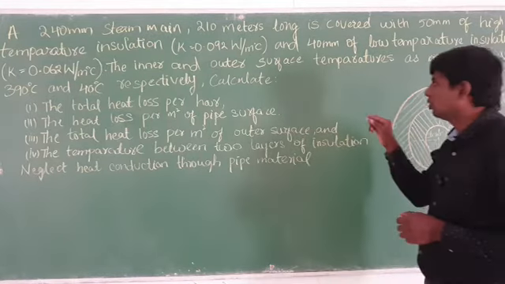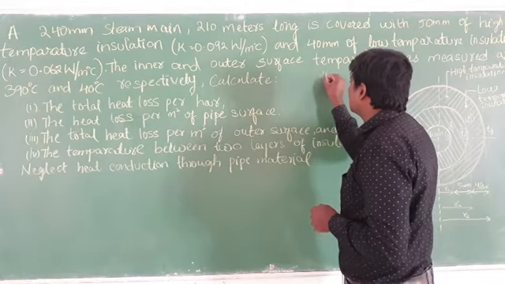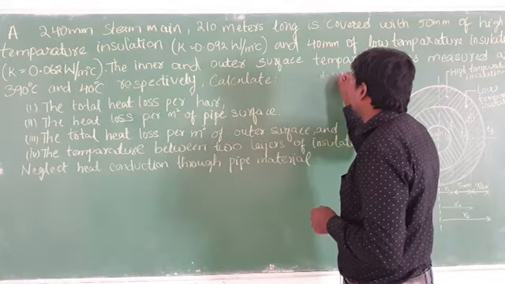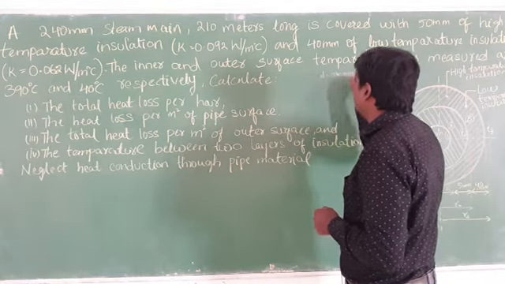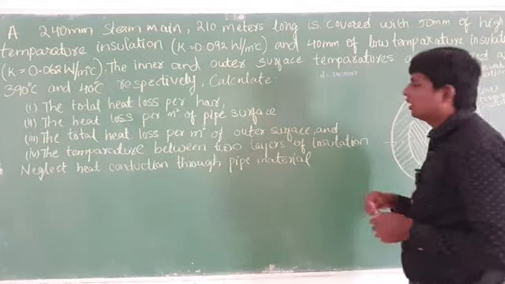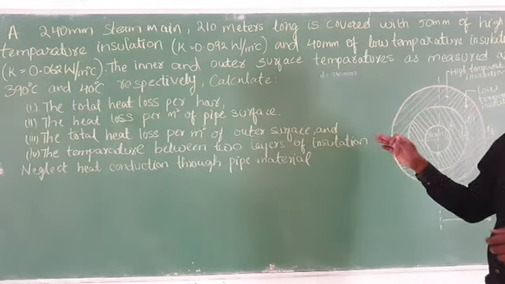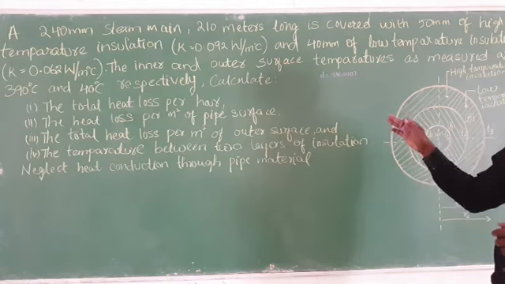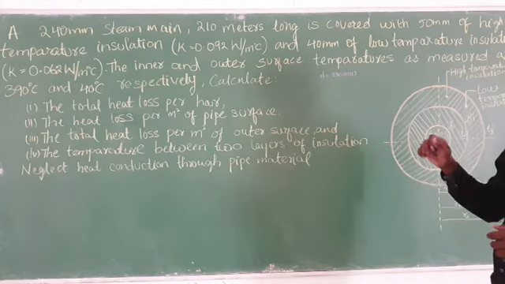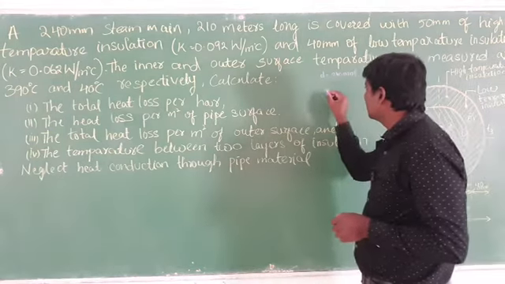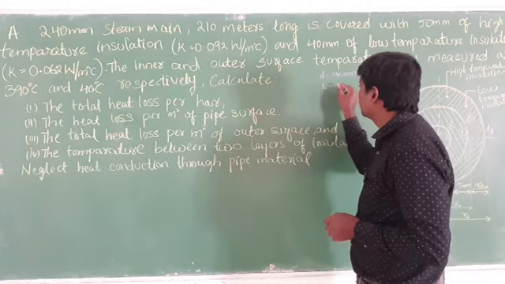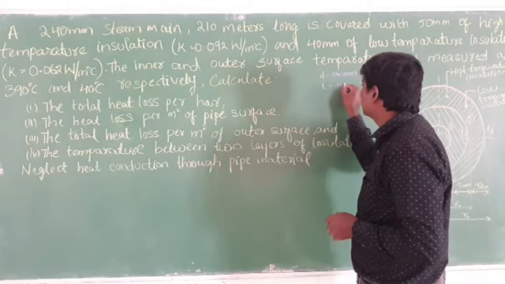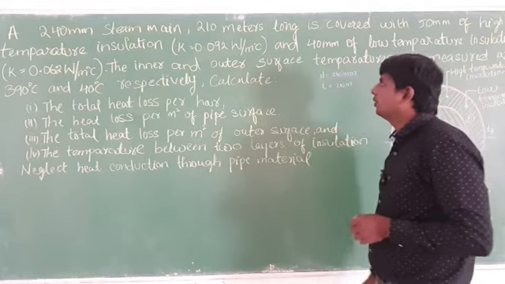So first I will write down the diameter. Diameter is equal to 240 mm. Whenever it is given in mm, you have to convert into meters. After that, the length is given in meters only, so there is no need to convert. That is 210 meters.